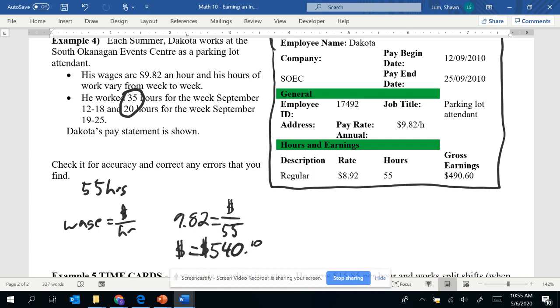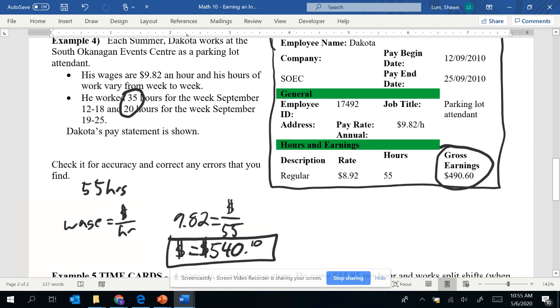So here is the amount of money that I should be getting for my pay, and then here it says for gross. That means before any taxes or anything like that. I only have $490. I'm pretty confident that I did this one right. So now I need to read through my pay statement to figure out, is there something wrong?